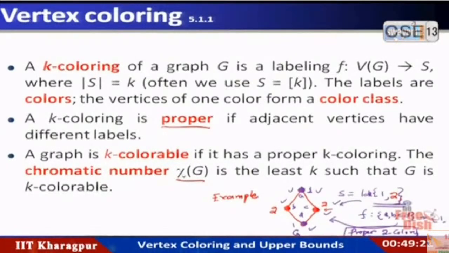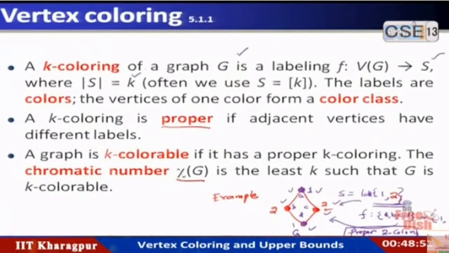A K coloring of a graph G is the labeling, which is nothing but a function from the vertices of G to some set of K different labels. These labels are called colors. Why? Because their values are immaterial, which set they belong to also has no significance. So let us call them colors.